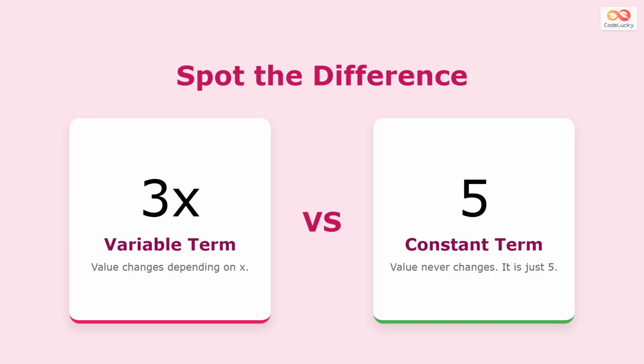Let's compare. On the left, we have 3x. This is a variable term because its value depends on what x is. On the right, we have 5. This is a constant term. Its value is fixed and never changes.